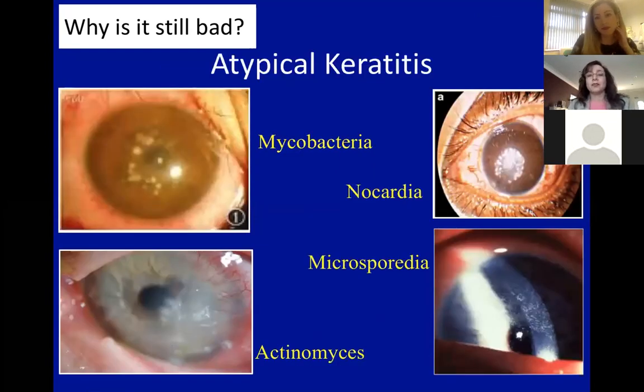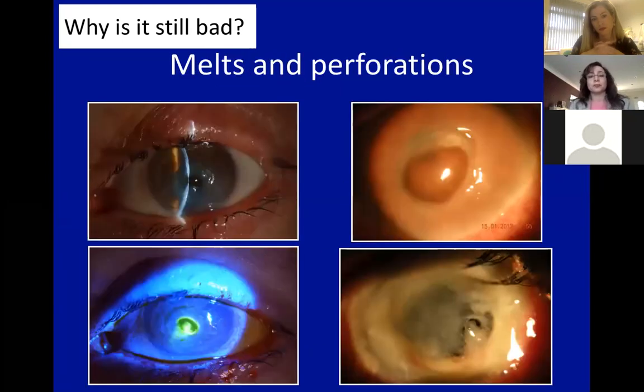You can also get some forms of atypical keratitis, such as the most common of them, which is mycobacterium, which is quite common after laser refractive surgery. And you can also get nocardia, which appears like a wreath-like pattern and is quite sensitive to amikacin. Actinomyces, you can see it on gram stains, and it is responsive to penicillin. And microsporidia can present with keratoconjunctivitis or superficial keratitis. These are all very rare but atypical forms of infections and quite difficult to diagnose.